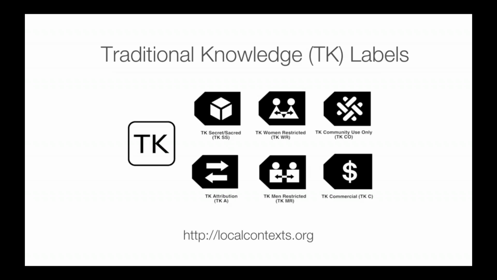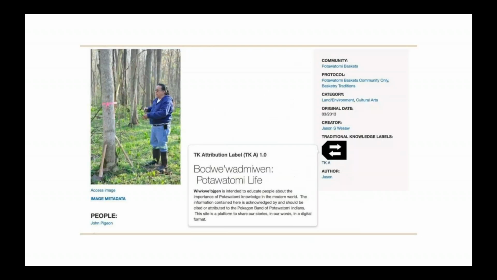The traditional knowledge labels are designed to identify and clarify which material has community-specific protocols of access and use associated with them. It invites non-native viewers to be responsible when interacting with the materials. And traditional knowledge labels are not legal licenses. They're not substitutes for traditional copyright or Creative Commons licenses. So you can see some of these labels here. And this is an example of a community-defined traditional knowledge label for attribution. So those are just some of the cool things that Mukurtu has to offer.